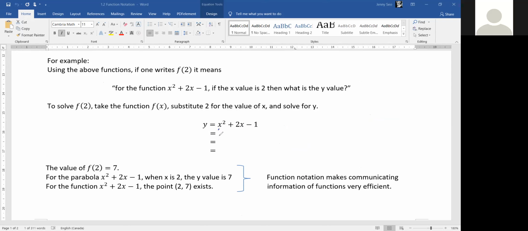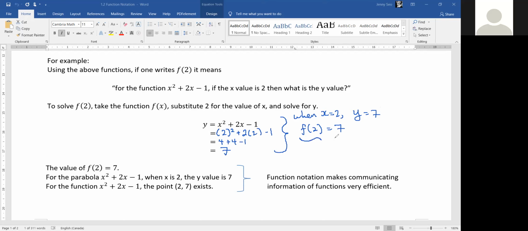When we substitute the value of x as 2, this becomes 2 squared. This becomes 2 times 2. That's a subtraction of 1. So that becomes 4 plus 4 minus 1. The answer is 7. What does this mean? It means when x equals 2, y is 7. But an easier way to say it is f of 2 is equal to 7.